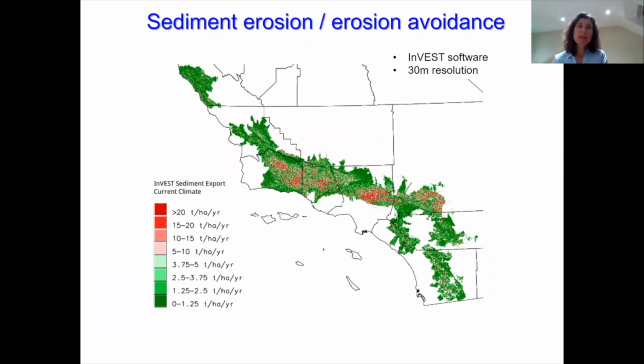For sediment erosion, we modelled this using the InVEST software from the Natural Capital Project. This is at 30-metre resolution, and we tailored this to Southern California by developing an erosivity index for Southern California based on the precipitation patterns there, and also using relevant Landsat data, land cover. And again, the InVEST model was rerun with different percent canopy cover loss classes to integrate the impacts of fire.